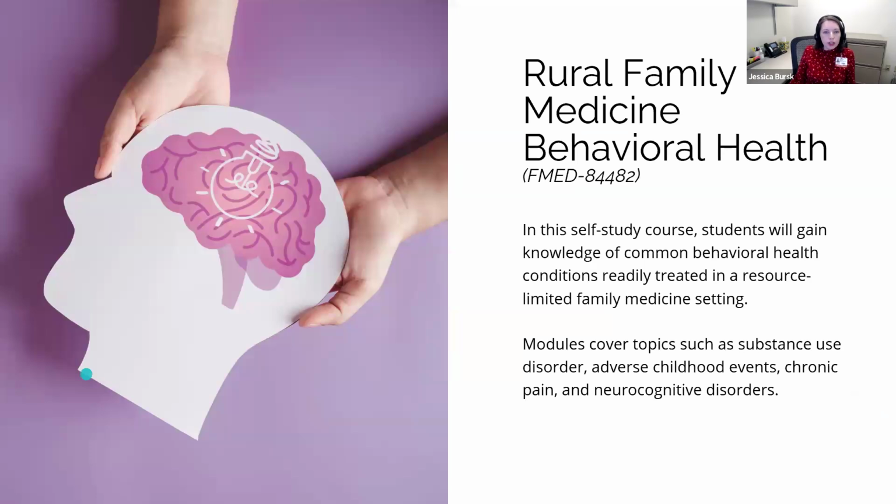All right. So we've got two longitudinal course options, and the first is the Rural Family Medicine Behavioral Health rotation. This is a self-study course with modules that cover common behavioral health conditions that you're going to see in resource limited family medicine settings. And you can see some of the topics that are covered in those modules there on the slide. And after you've completed the modules at the end of the course, students meet with Dr. Norris, who is the course director, to review and give rotation feedback.